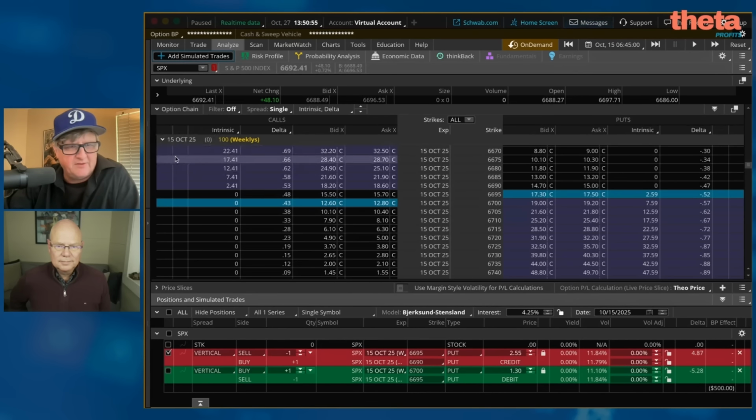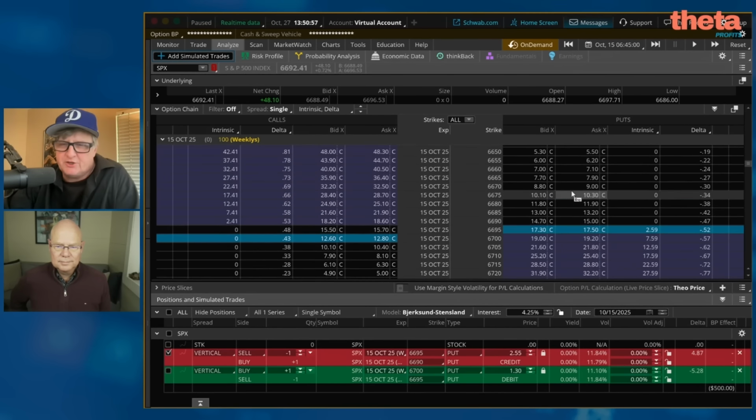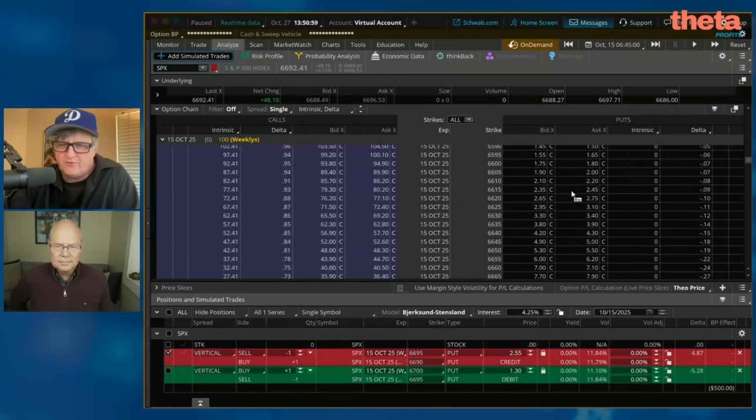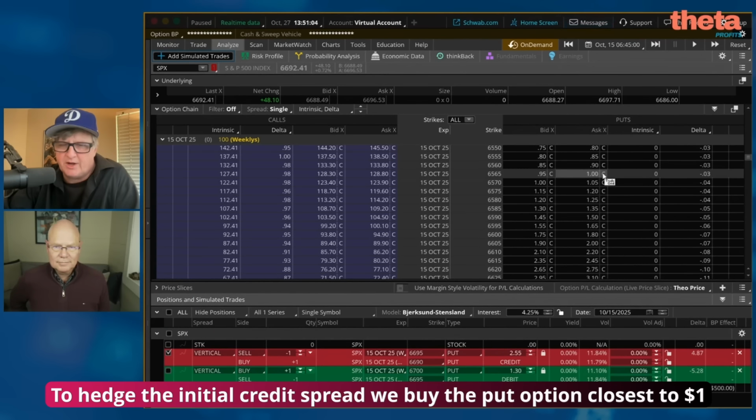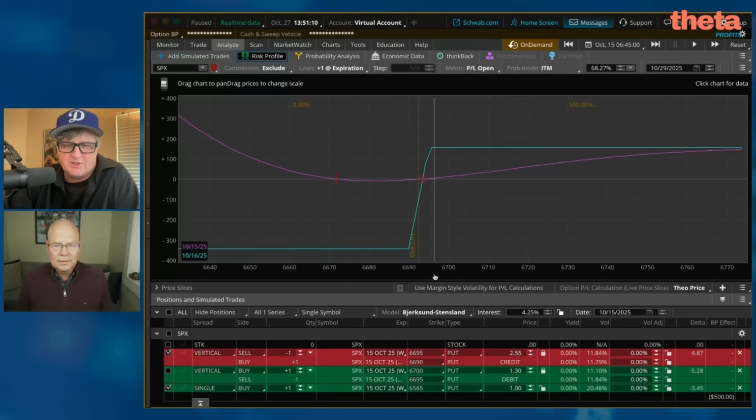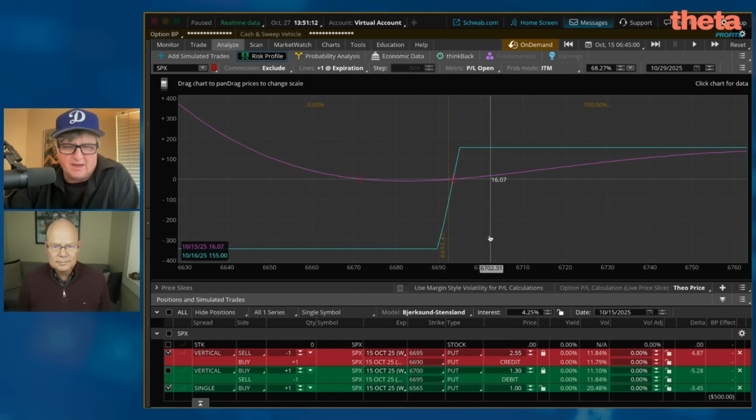This is the same date, October 15th. And I'll just go down, just from having done this a lot, I just look for the put option that's around $1, which is this right here, $1. So I'm going to throw that in there. We'll go back to the risk profile. So that's what the risk profile looks like with that on. So I'm going to lock that price in. So you can see that we're nicely hedged.